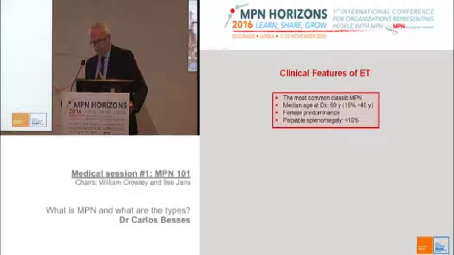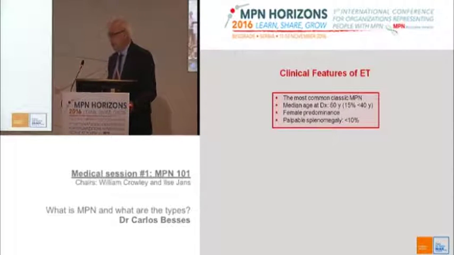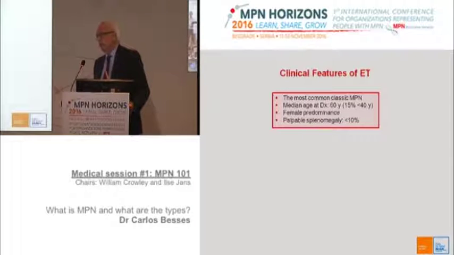classic MPNs. ET is the most frequent of the three. The median age at diagnosis is 60 years, but there is this cluster of young patients below 40 years. There is a clear female predominance, and splenomegaly is not a prominent feature of the disease. Less than 10% of patients present splenomegaly, an increased size of the spleen, but usually of moderate size.